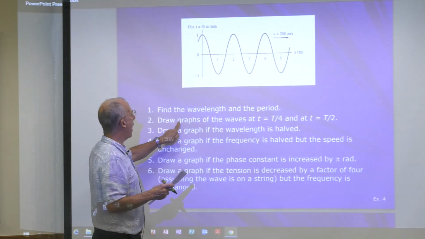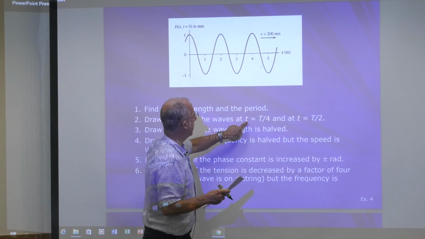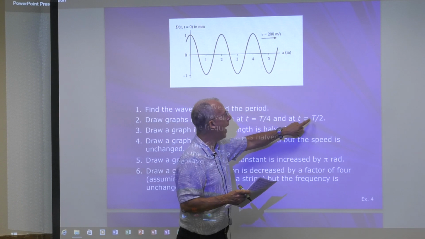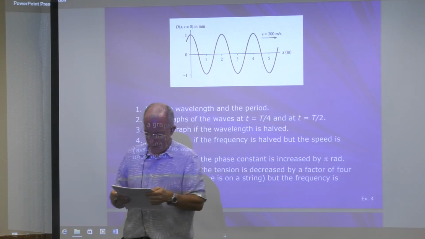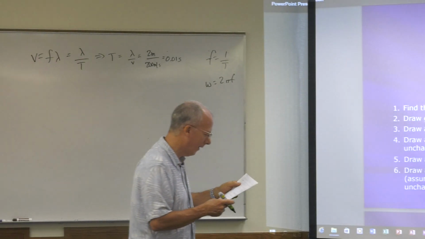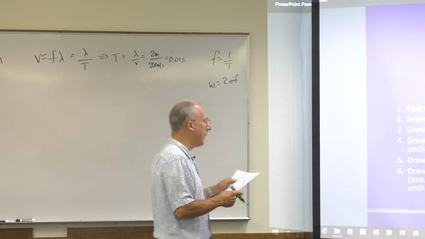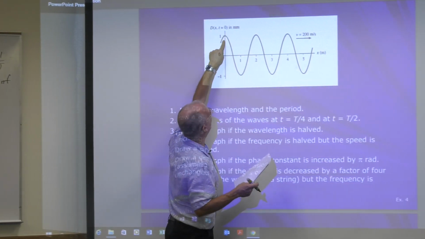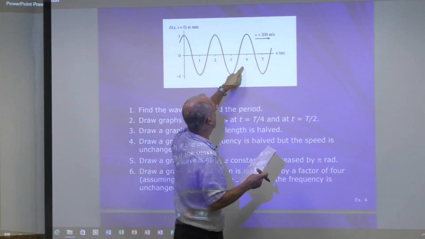Number 2, we want to draw graphs at time equals 1/4 of a period and time equals 1/2 of a period. Oh, golly. So I'm going to do it 2 ways, the easy way and a hard way. We'll do the easy way first. Now, is this a sine or a cosine? Well, it's a cosine.